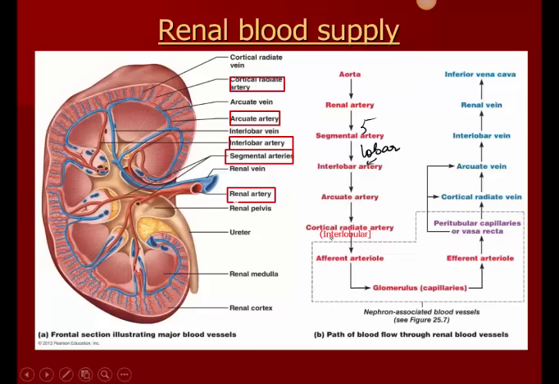The old name for this is interlobular artery. So many books still call it interlobular. The medical books still call it interlobular. Your anatomical books might have changed the name to cortical radiate. So in this video, I use the term interlobular. So they go into interlobular arteries. Interlobular give branches called afferent arterioles.